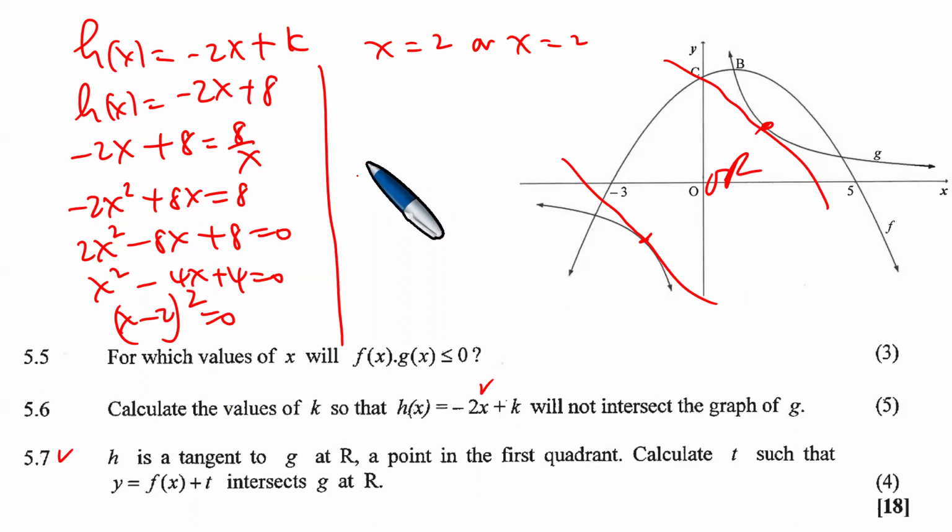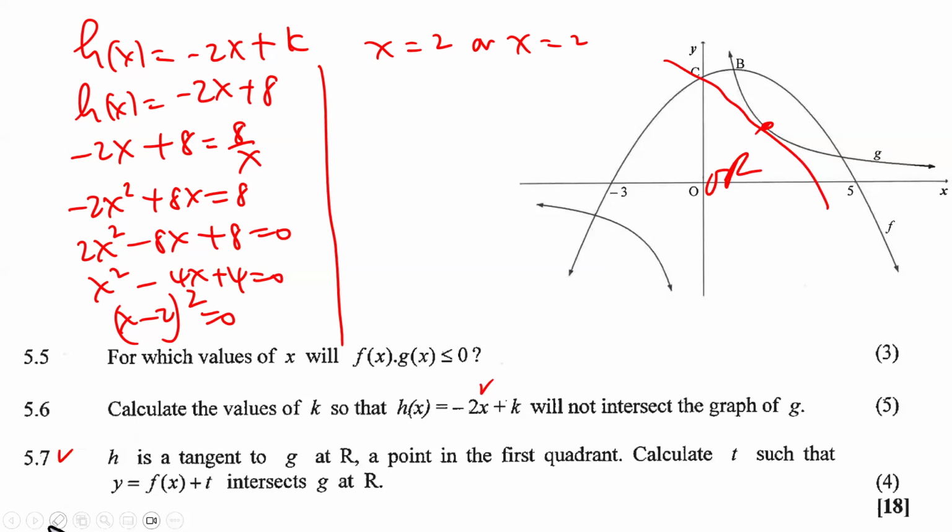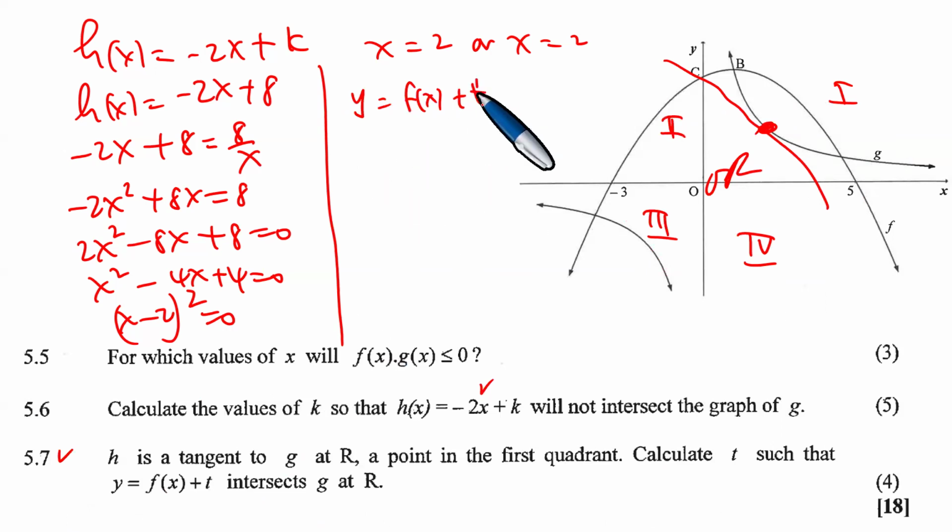At this point, these are the two values. We are then saying a point in the first quadrant. If it's a point in the first quadrant, then you need to remove this part here, so that it is a tangent to a point in the first quadrant. This is the first quadrant, the second, the third, and the fourth quadrant. Now we continue to solve this problem. We are saying calculate t such that this intersects the graph of g at R. So if y, which is f of x plus t, intersects g, it means something.